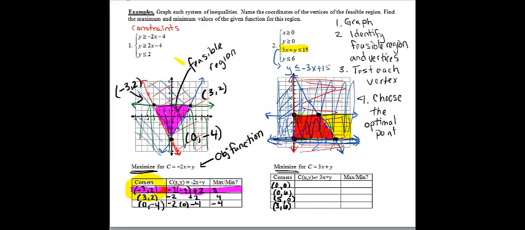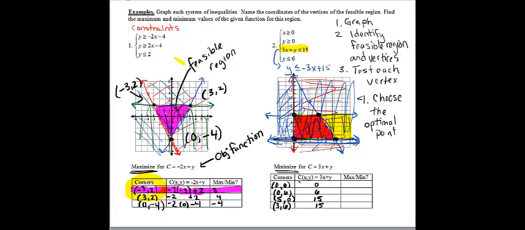I want to test all of these in this function. So instead of writing out all my steps, I'm going to do this in my head. 3 times 0 plus 0 is going to give me 0. 3 times 0 plus 6 is going to give me 6. 3 times 5 plus 0 is 15. And 3 times 3 is 9 plus 6 is 15 as well.